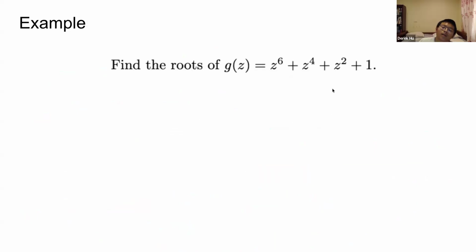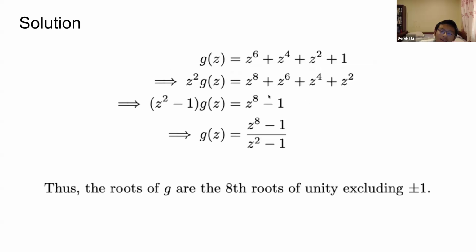And then here's another example we have. I'm not gonna give you guys time to do this. I'll just go straight to the answer. So g(z) is this polynomial. And if we multiply both sides by z squared, then we get z to the 8th plus z to the 6th plus z to the 4th plus z squared is equal to z squared times g(z).